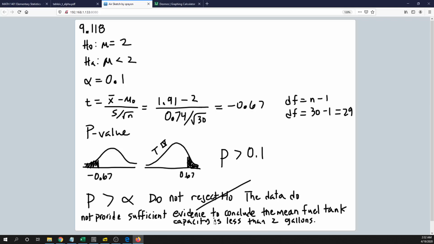And where did that come from? It came from the alternative hypothesis. These are always going to be whatever the alternative hypothesis is. In this case, it was less than 2 gallons. All right, that's it on this one.